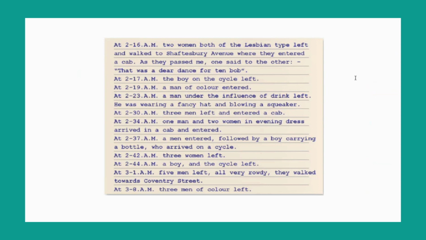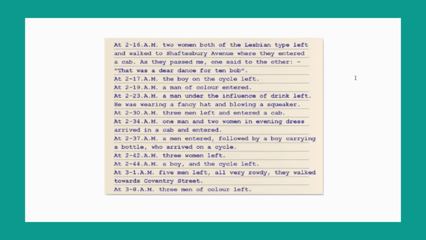But if we focus on LGBTQ plus history in particular, it's really interesting right at the top of this document to see these two women of the lesbian type being observed and described. Now, that's quite interesting in thinking about what kinds of ideas the police have, the kinds of categories they are using, and the ways that they are describing people.